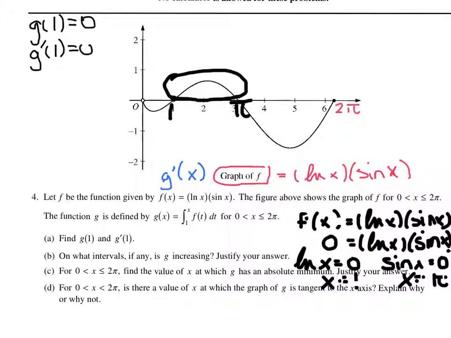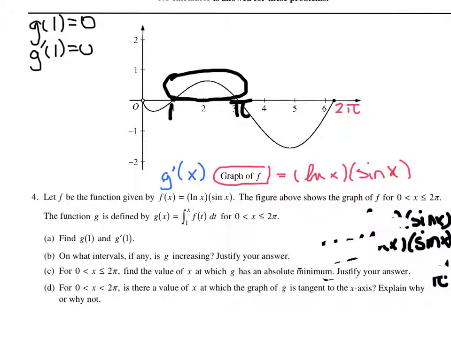So part B says we're looking between 0 and 2 pi, find the value at which we have an absolute minimum. Justify your answer. Well, we know that minimums occur at critical points or at endpoints. Did you remember that?